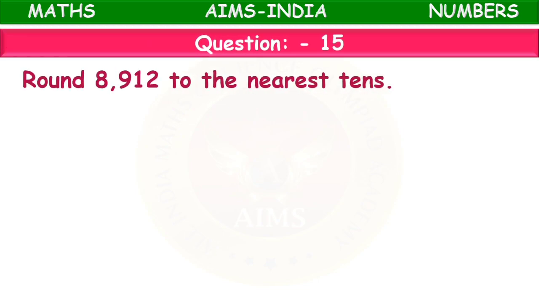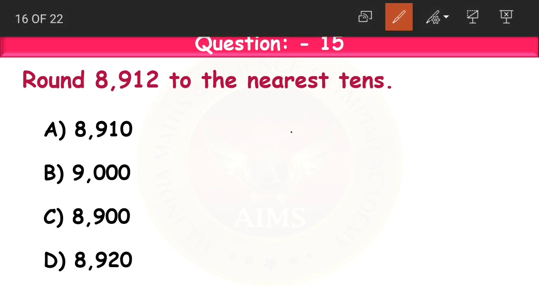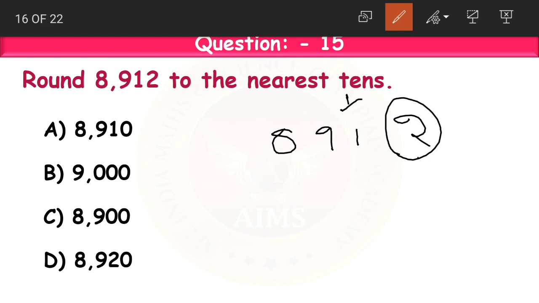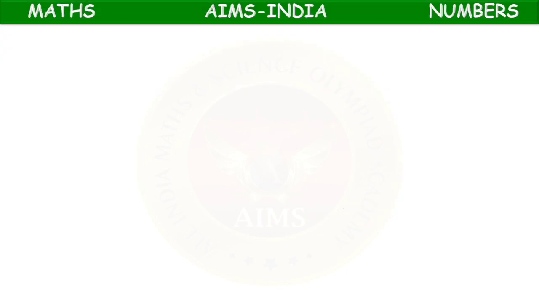Next is question number 15. Round 8,912 to the nearest tens. Option A, 8,910. B, 9,000. C, 8,900. And D, 8,920. See, 8,912. We need to round off to the nearest tens. So look at the digit in ones place. What is it? It is 2. That means it is less than 5. So we round it down. That means the numbers here remain unchanged, 891, and simply replace the ones place with 0. So the correct answer is option A, 8,910.